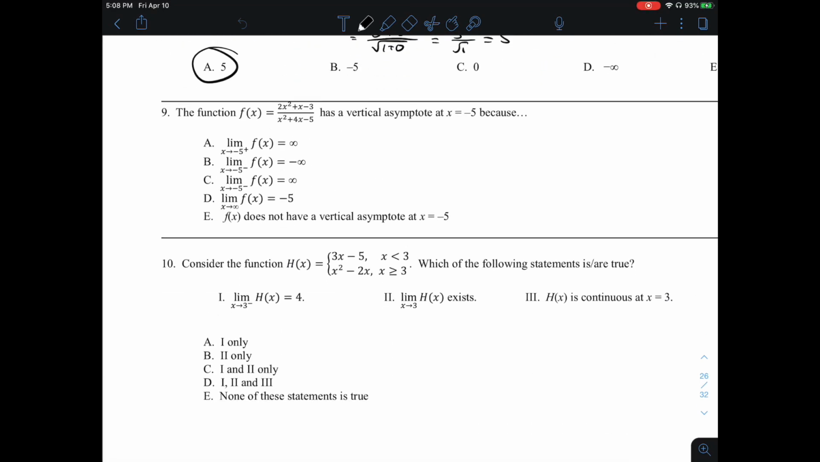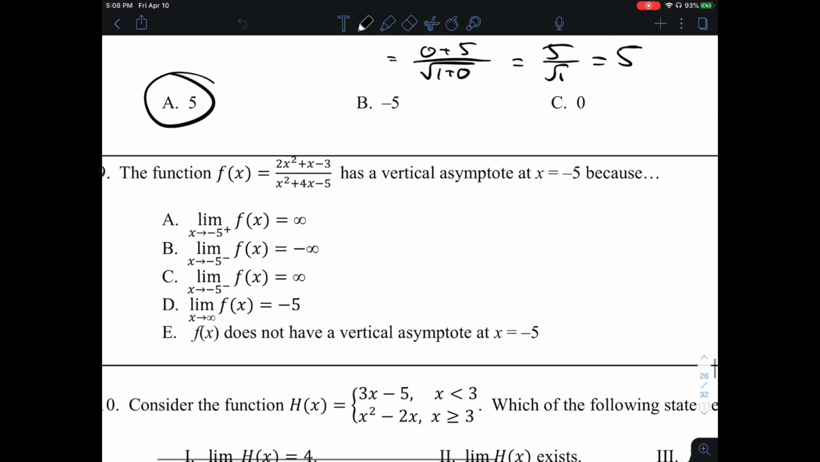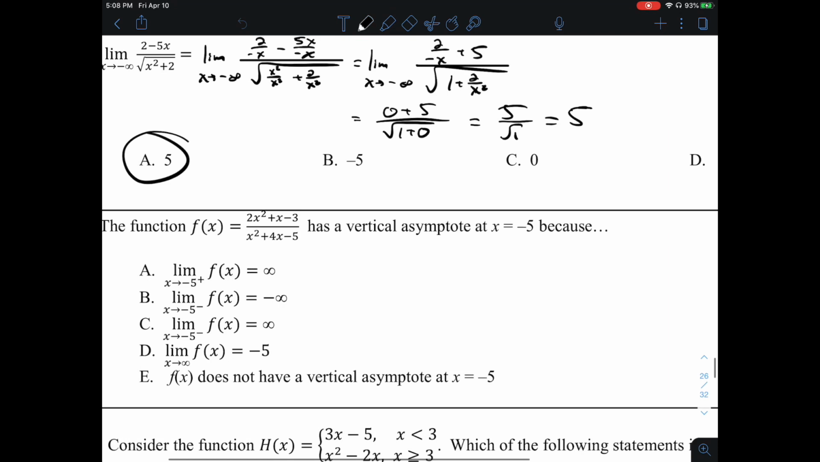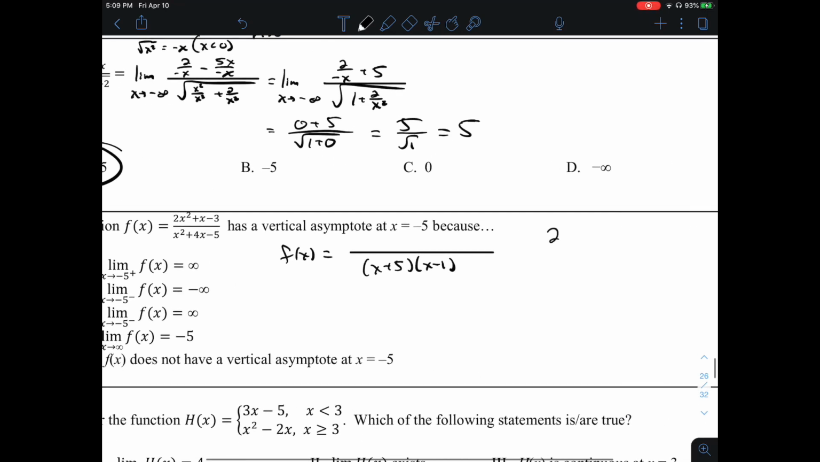Number 9. This function has a vertical asymptote at x equals negative 5. Why is that? Well, let's see if we can factor this. The denominator factors into an x plus 5 and an x minus 1. The numerator, I've got to do some work for this.